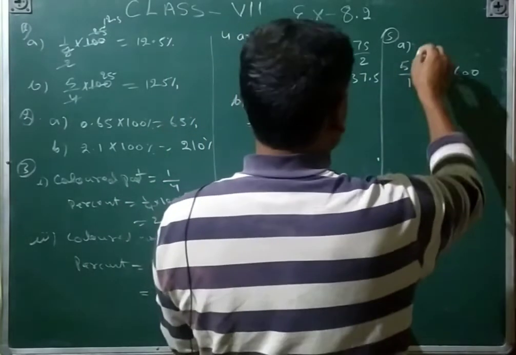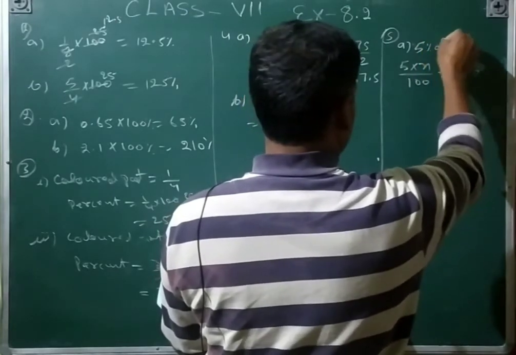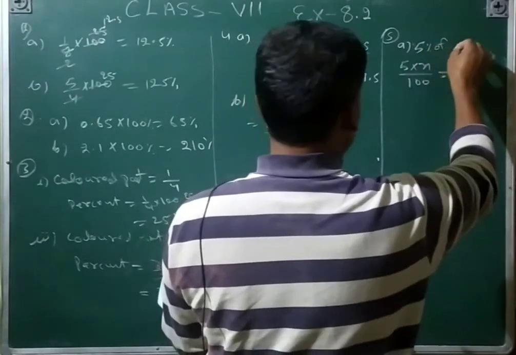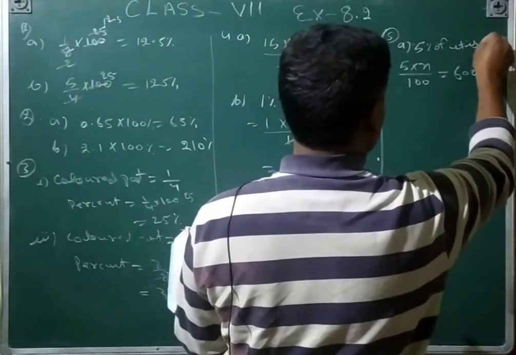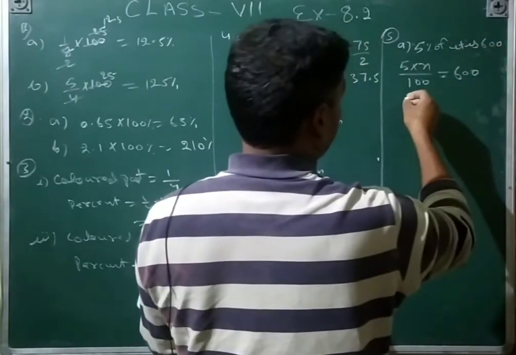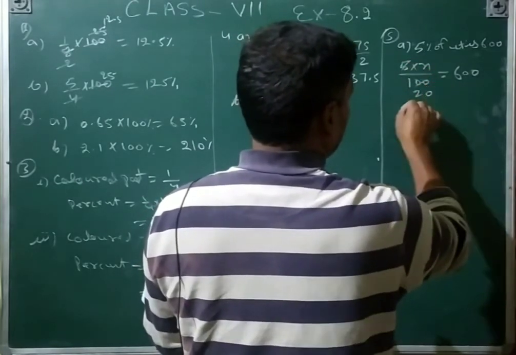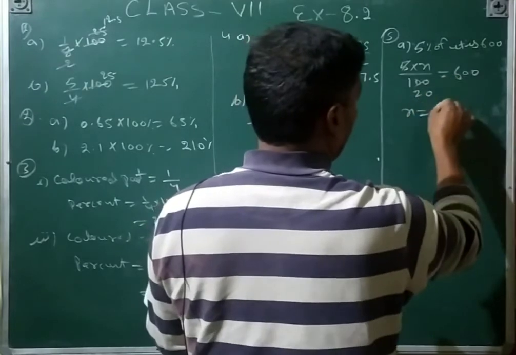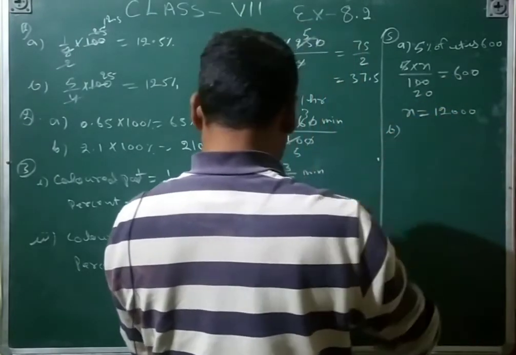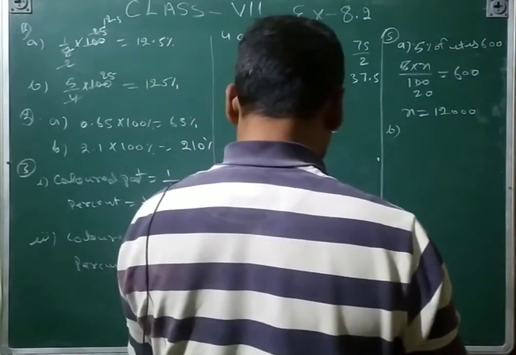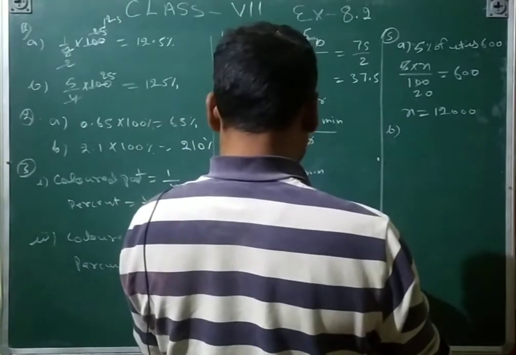5% of it is 600, and then 5 2s are 10, so that x is equal to 6 2s are 12, 1 2 3 0, that is the whole quantity. And then B part you can do, C part also you can do.